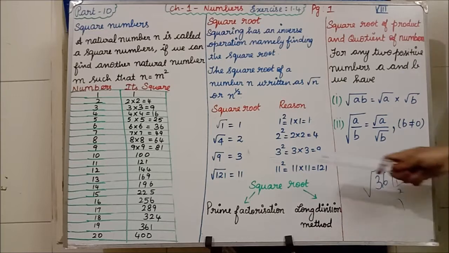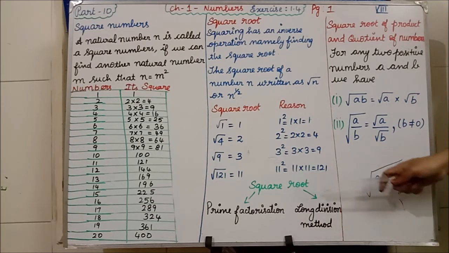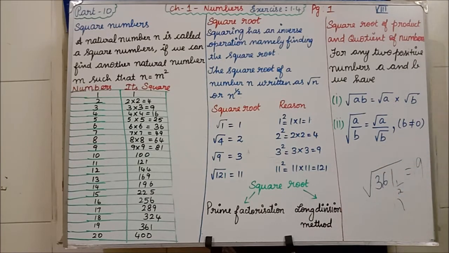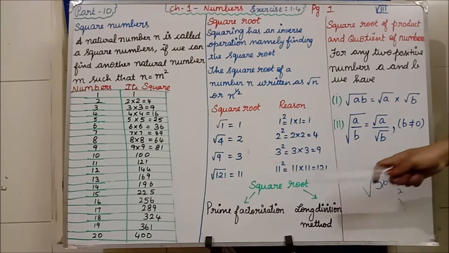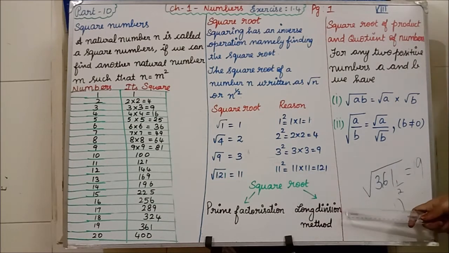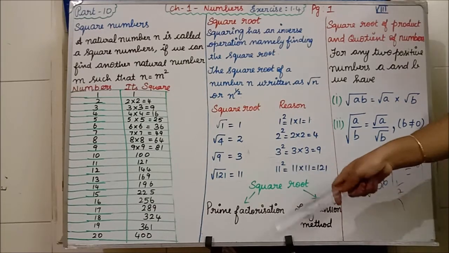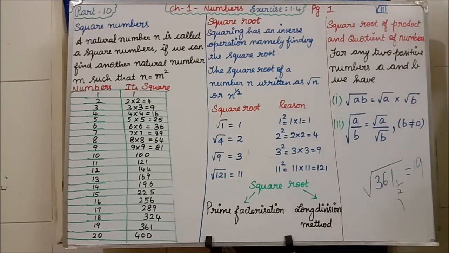One way is prime factorization, and another way is the long division method. Prime factorization, I think you have learned from the 6th standard, the 6th and 7th standard. Now, newly we are going to learn about the long division method. Here, anyhow, we are going to do both methods. Clear?